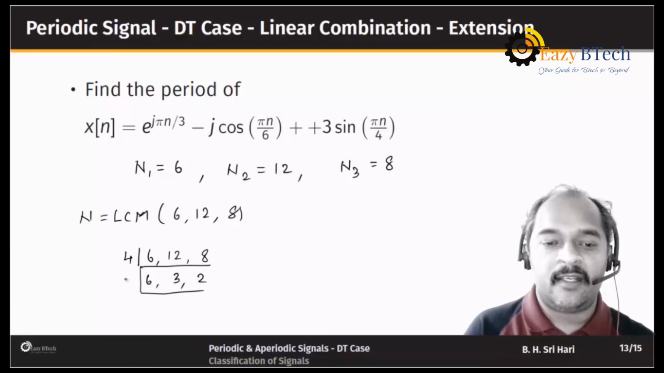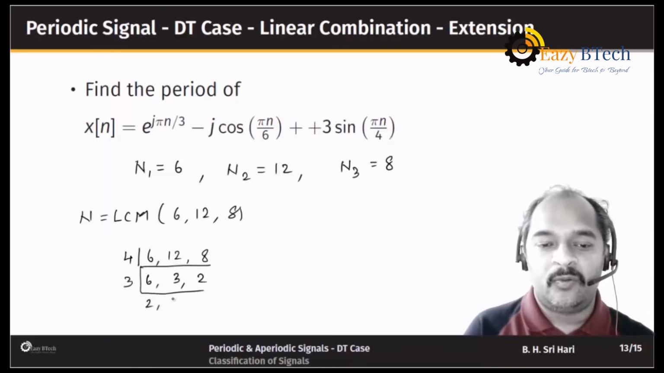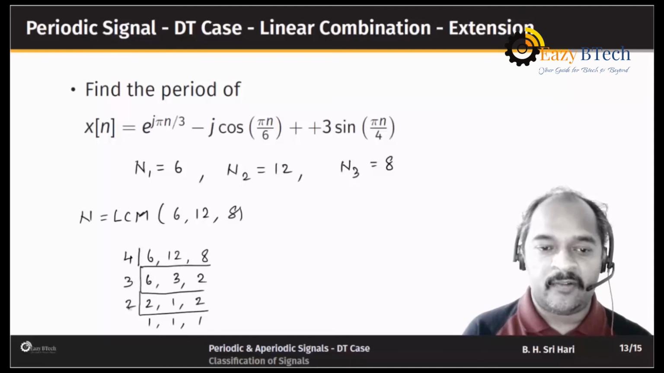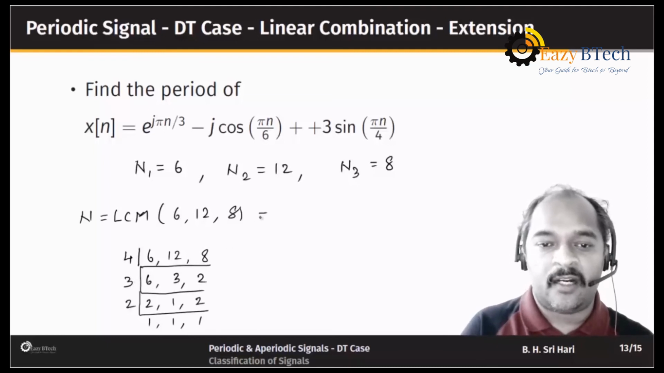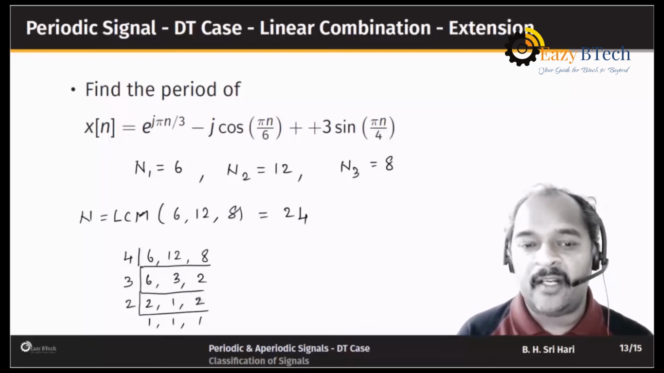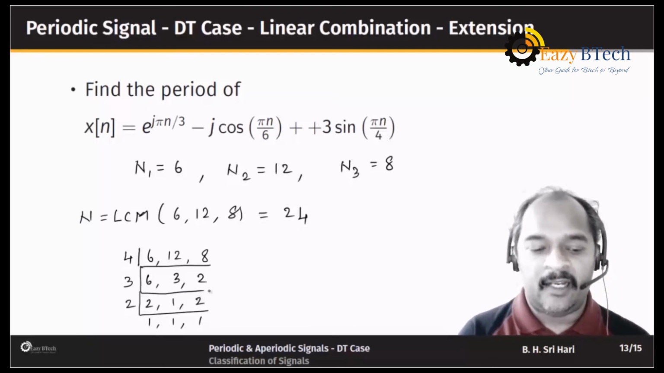Next we'll take 3, that should be 2, 1, and 2, and finally we take 2, so that should be 1, 1, and 1. So what is the period? 4 3s are 12, 12 to the 24. So that turns out to be 24. So that would be the fundamental period of this signal.